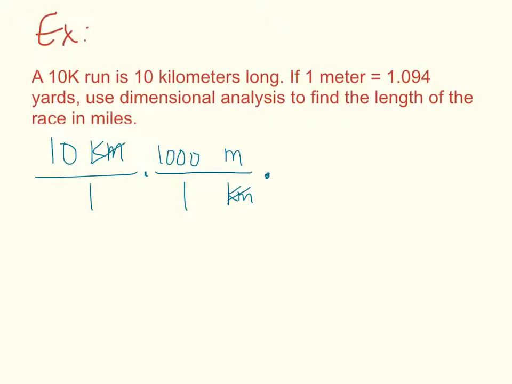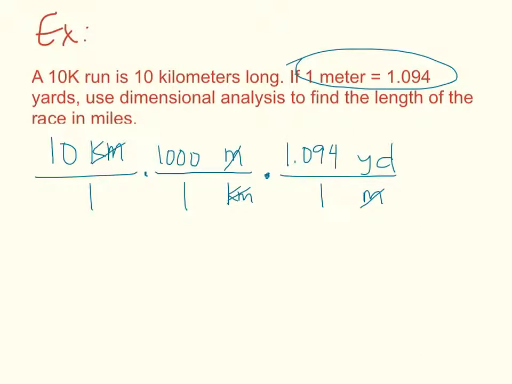And then I say, okay, but I don't want my answer to be in meters. I want it to be in miles. But all I know is how many meters are in how many yards. So that's going to make my meters cancel. And I go up here and I say, 1 meter is equal to 1.094 yards. Now I need to know how many yards are in a mile. Well, I know that a mile is 5,280 feet, which means that a mile is 1,760 yards, and that's going to make my yards cancel out. And now I'm left with the number of miles.